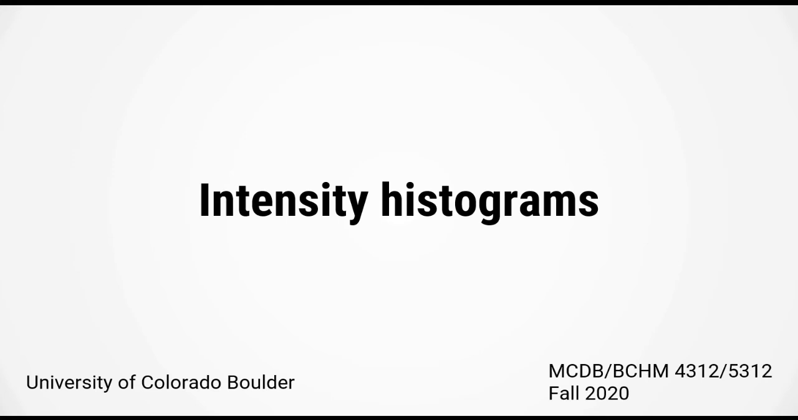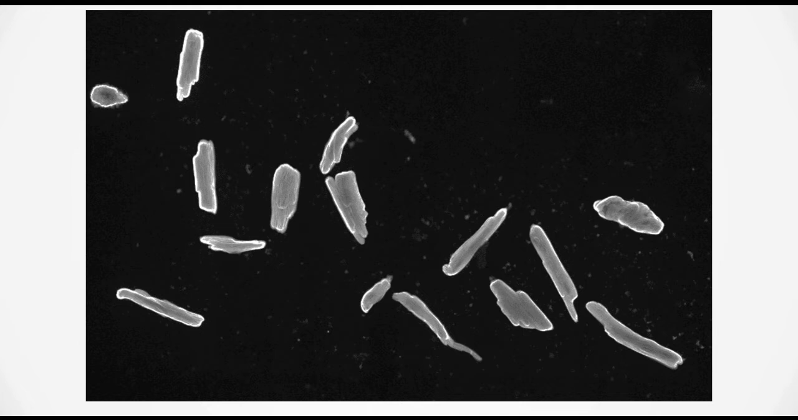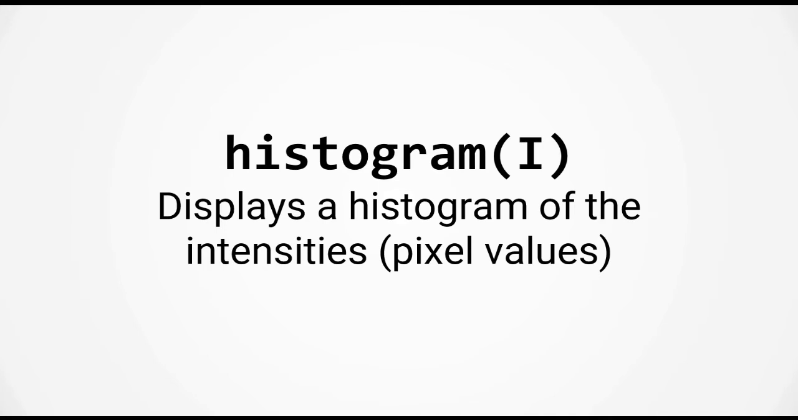Another tool that you could use to inspect images is the intensity histogram. Now, the intensity histogram can be incredibly useful when you want to look at the intensity values for an image that contains multiple objects or multiple cells. To plot an image histogram, you can use the function histogram in MATLAB. And in this case, the first argument of the histogram function will be the matrix containing your image data.